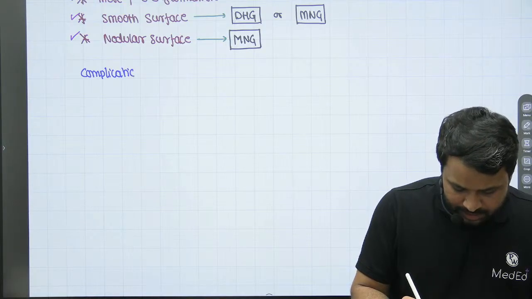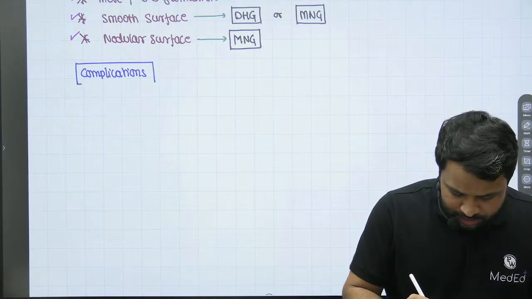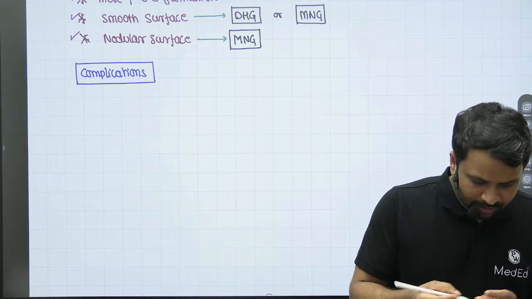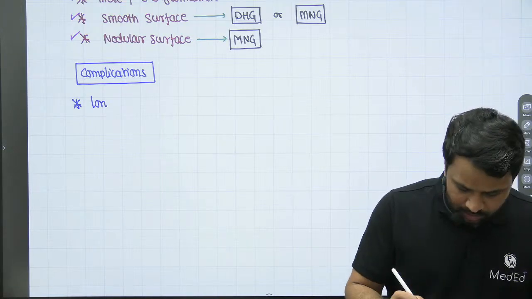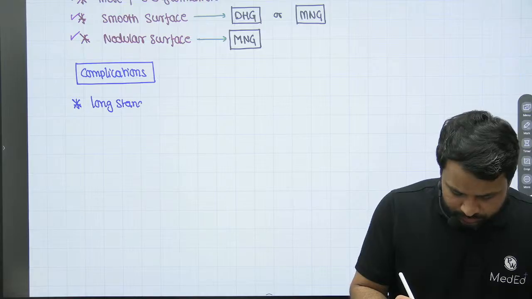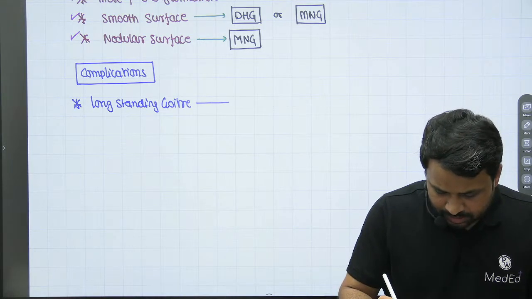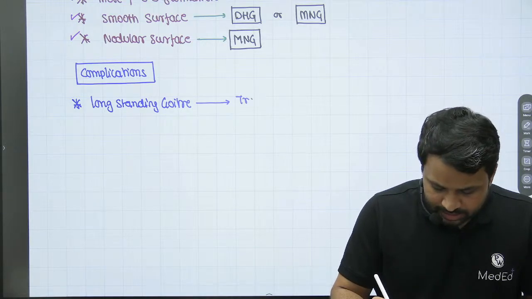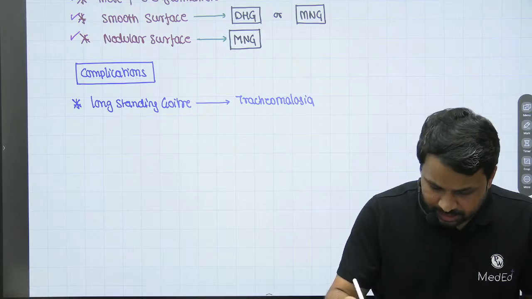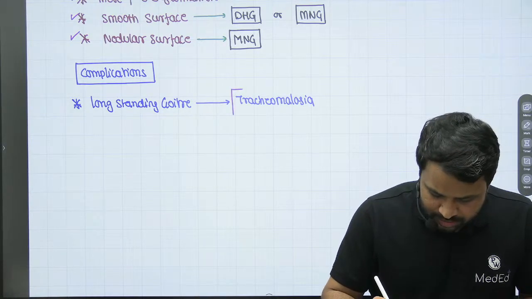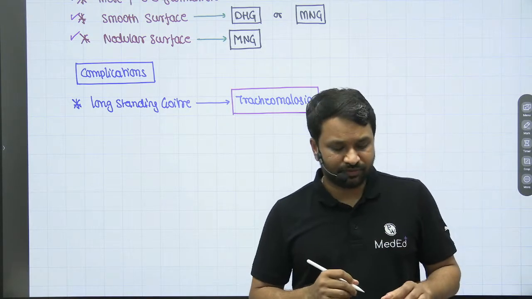So what are the complications that you can expect with the goiter? Number 1, a long standing goiter, especially a large one, can result in tracheomalacia. Now this tracheomalacia basically means tracheal weakening. This is called tracheal weakening.